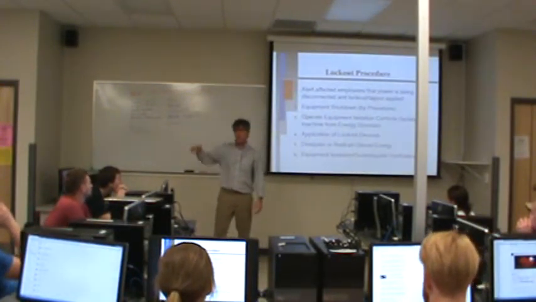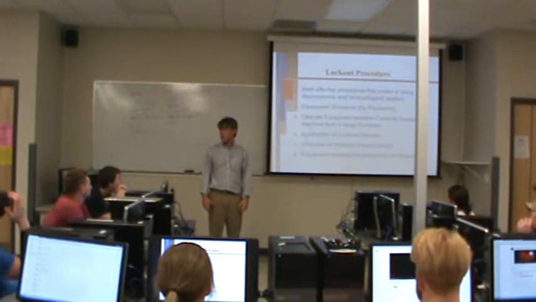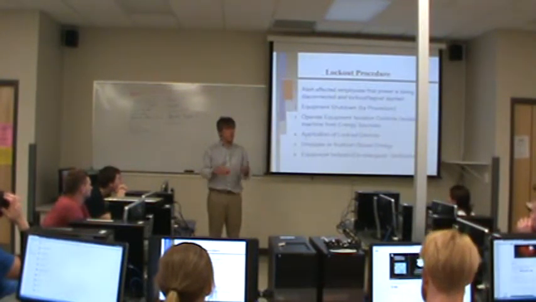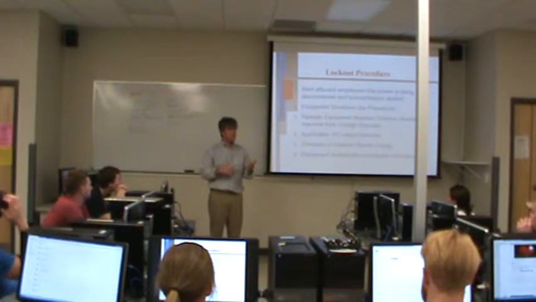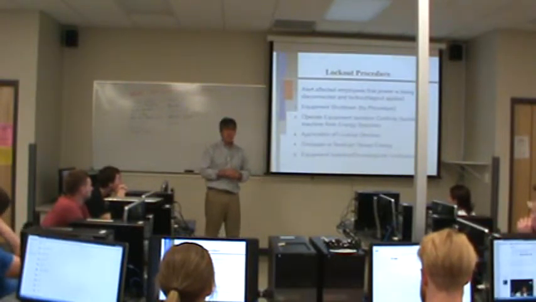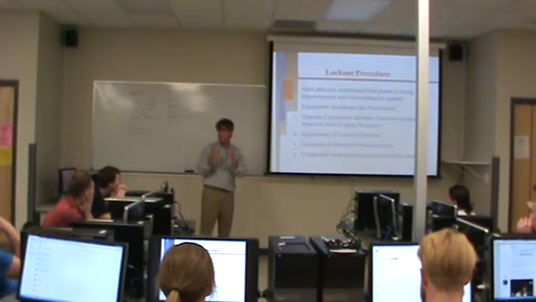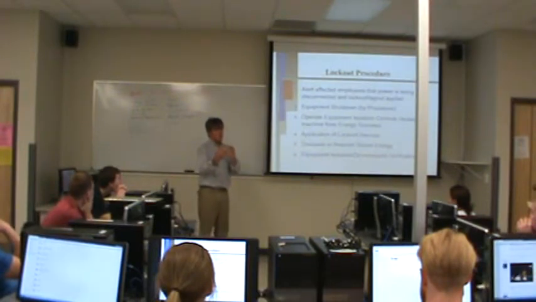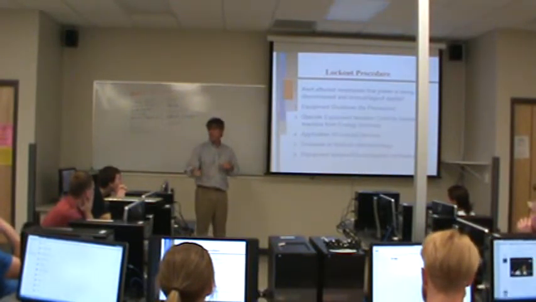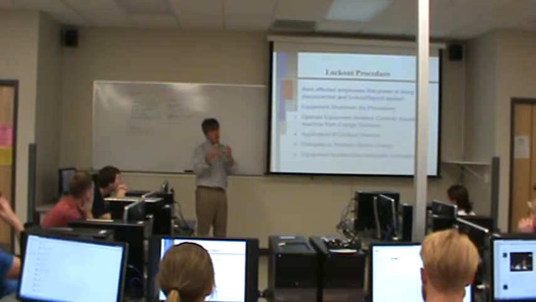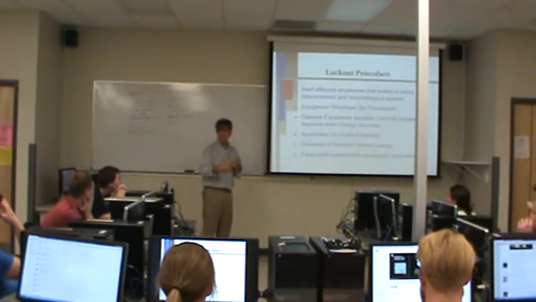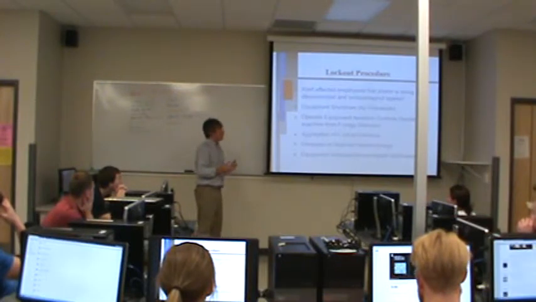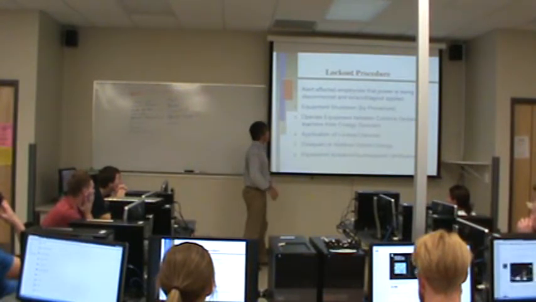Now, you can't just throw the switch on most machines. A lot of machines have to be started up correctly and shut down correctly. It's not a good idea to take a plastic injection molding machine that's hot and has a lot of molten plastic in it and just turn it off, because that molten plastic will harden. You're going to have a heck of a time cleaning it out. So you have to shut these things down by procedure, unless it's an emergency.